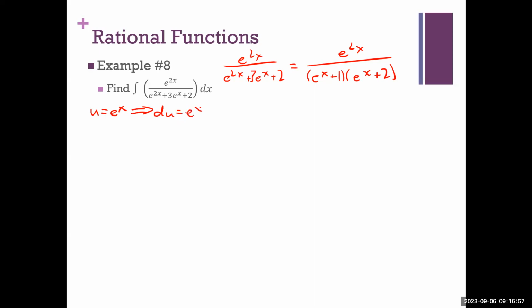e to the x dx, right? So now let's rewrite this integral. This becomes e to the 2x is u squared over, and let's just go with the factoring we have, u squared over u plus 1 times u plus 2 times dx, which is what for us?